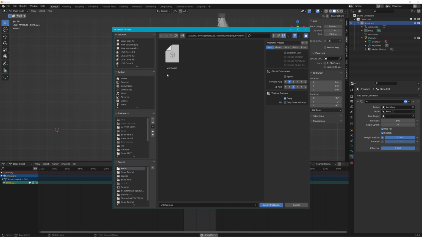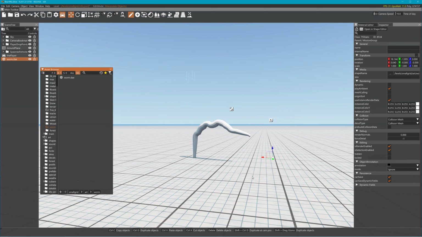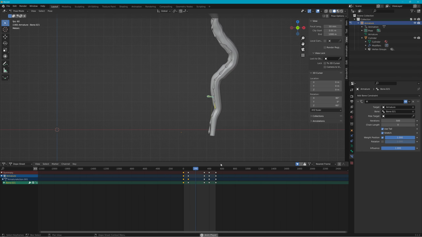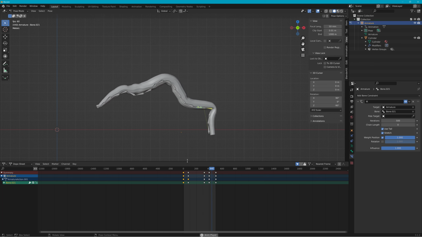Let's export this worm with the IK kinematics, whatever, and see how it looks in the game. And immediately, what do we see? We get taffy because it's using inverse kinematics. Why? I couldn't tell you. So let's try to fix the problem like we did the first time.